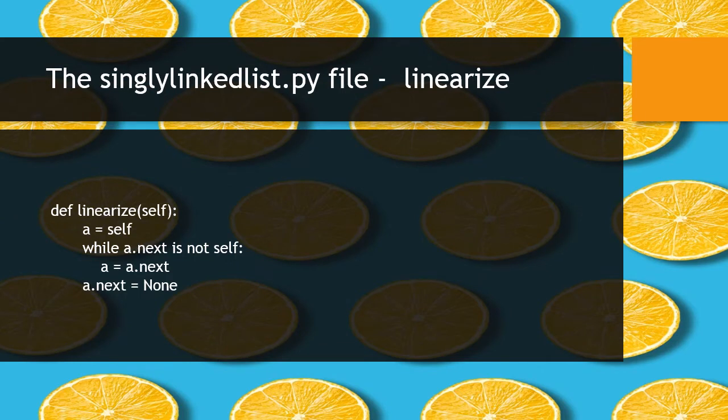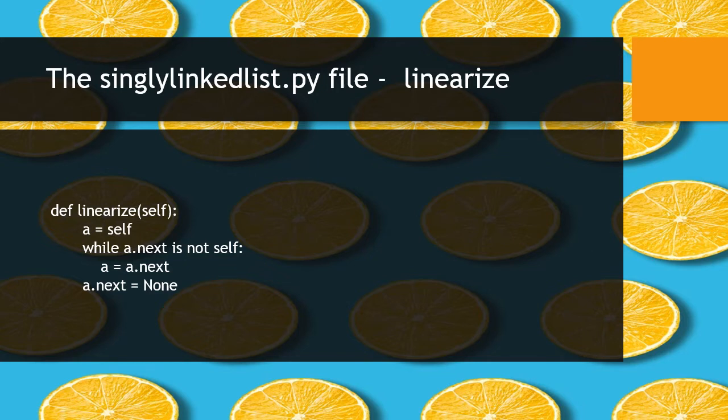The next function that I want to talk about, also a class function of the class list node and in the same file singly_linked_list.py, is linearize. It takes a pointer self, which is a pointer to an object of the class, and it takes another pointer a, makes a point where self is pointing. Then we start a while loop and we run it as long as a.next is not self, or as long as a.next is not pointing to the same node that self is pointing to. In the body of the while loop, we advance the pointer a.